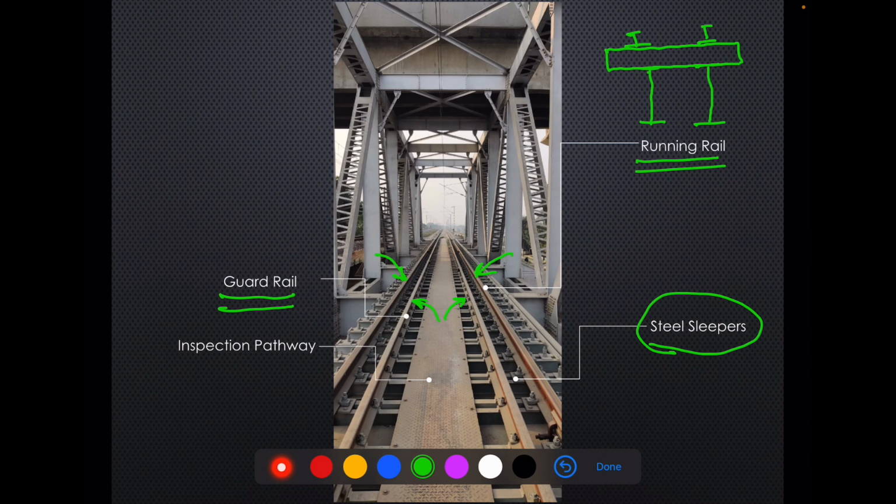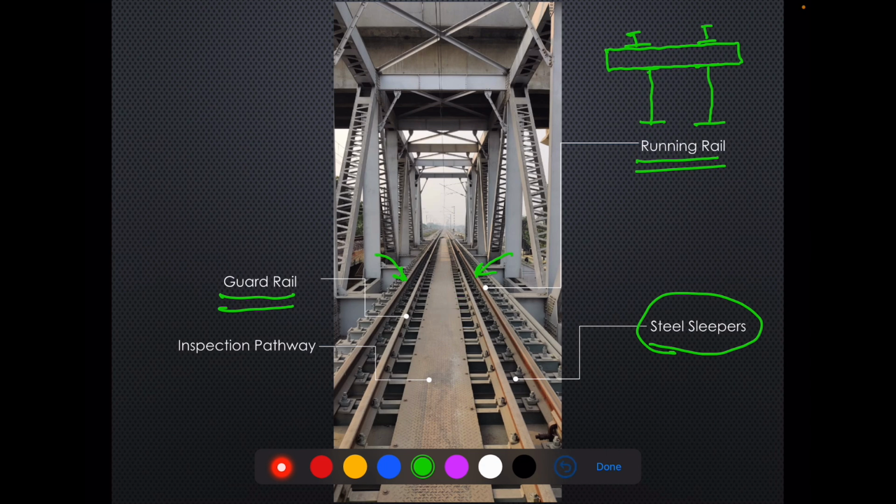So why are they provided on the bridge? In case of derailment of a wheel, either left hand side or right hand side, the wheel gets caught between the running rail and guardrail so that it cannot topple, and since it cannot topple, it cannot damage much of the other bridge members like verticals and diagonals. So it protects the bridge in case of derailment.